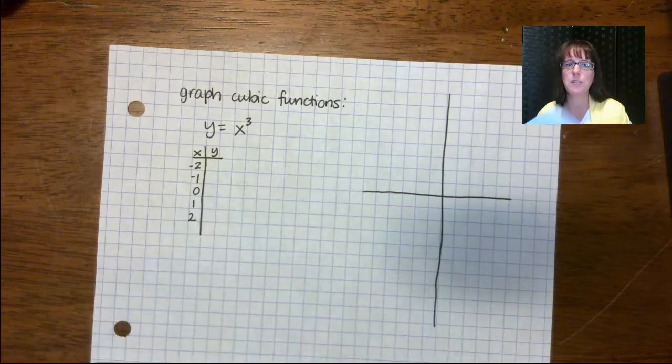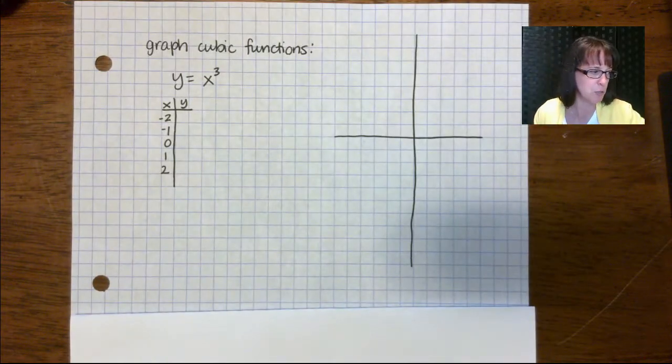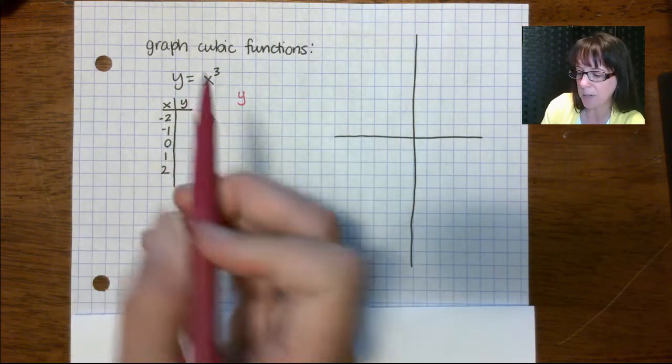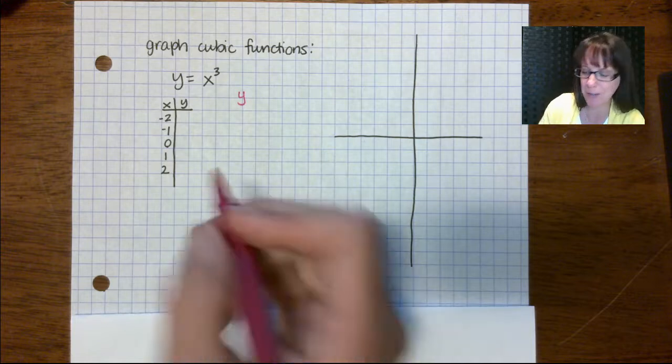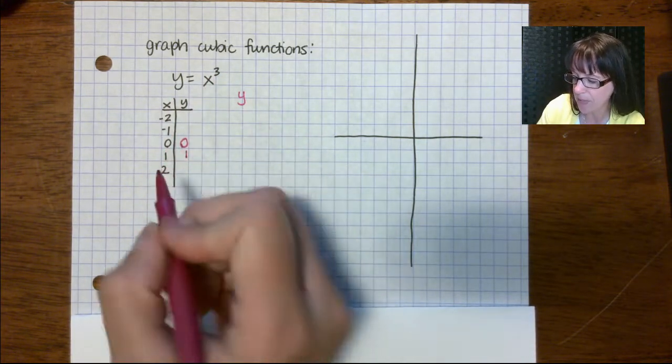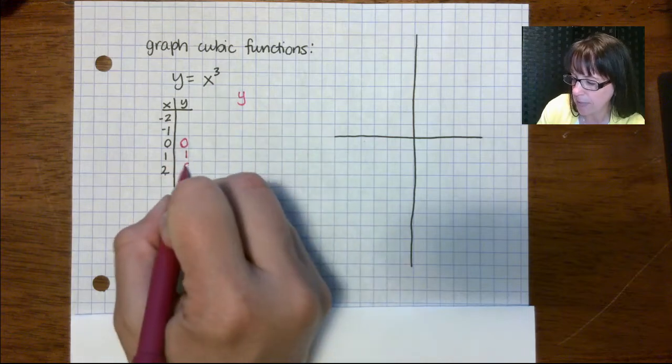This is going to be graphing our cubic functions. Our cubic functions mean we're going to take our x and cube it, put it to the third power. So if, for example, let's start with 0. 0 to the third power is going to be 0. 1 to the third power is 1. 2 to the third power will be 8.